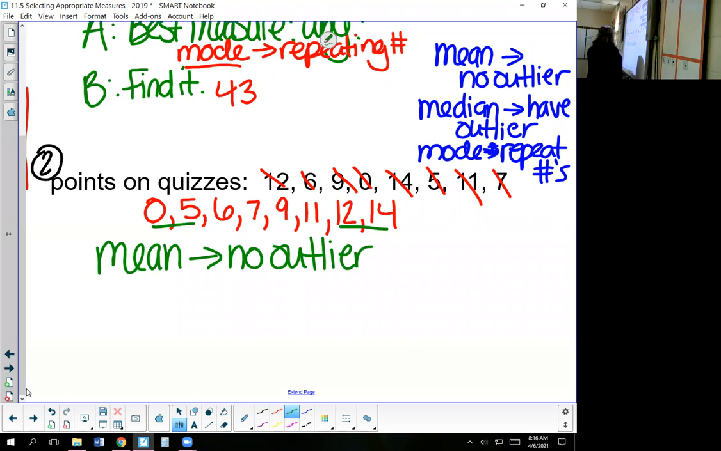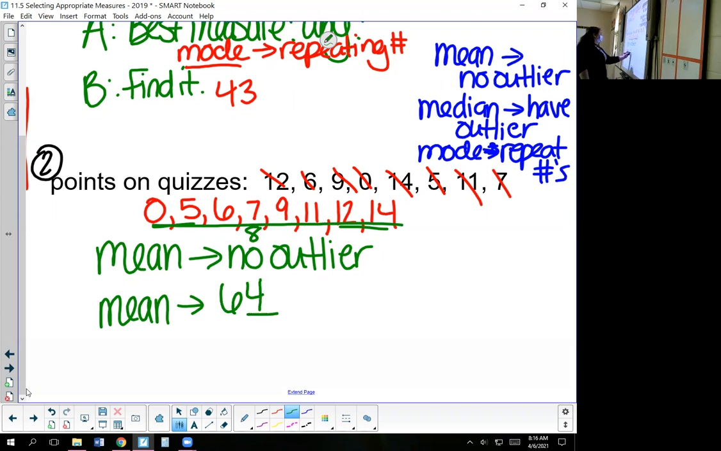So then how do I find the mean? I add them all up and divide by how many? 1, 2, 3. Yep, divide by 8. So what is the mean of the data? Let me take a guess. It's going to be somewhere close to like 6 and 7. Am I close? Oh, it's 8. So it'll be 64 divided by 8, which is 8. That's around the measured center. They're all close. Does that make sense for that one?